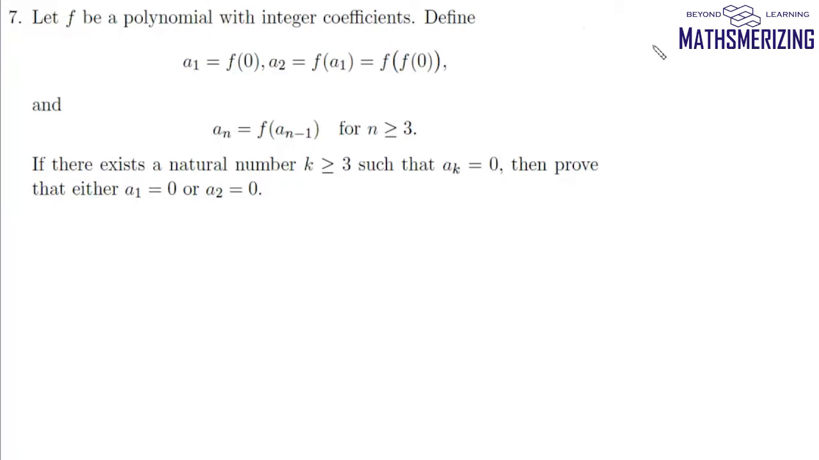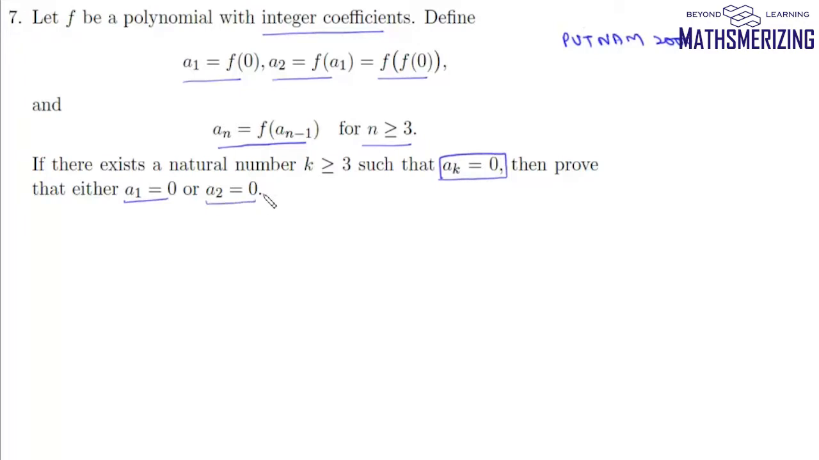Now this question number 7 is an interesting problem, and it was originally asked in the Putnam 2000 exam. Let f be a polynomial with integer coefficients, and we define a1 as f(0), a2 as f(a1), which is f(f(0)), and an as f(an-1) for all n greater than or equal to 3. We need to show that if there exists a natural number k greater than or equal to 3 such that ak is equal to 0, then either a1 is 0 or a2 is 0. So we'll assume a polynomial function.